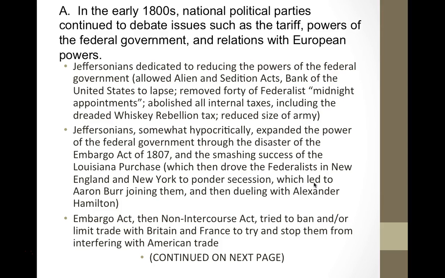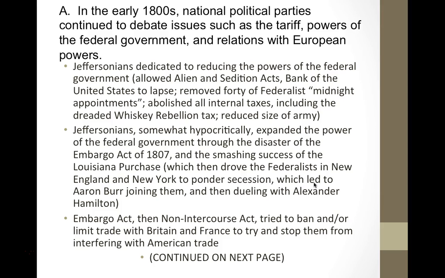Obviously, that's going to lead us to Marshall v. Madison. That's coming. It's going to abolish all internal taxes, including the Whiskey Rebellion tax, the tax that started the Whiskey Rebellion, and it's going to reduce the size of the army. They are, however, going to expand the power of the federal government in other ways. The Embargo Act of 1807, which is then going to lead to the Non-Intercourse Act and all the problems with England and France, which is going to lead to the War of 1812.